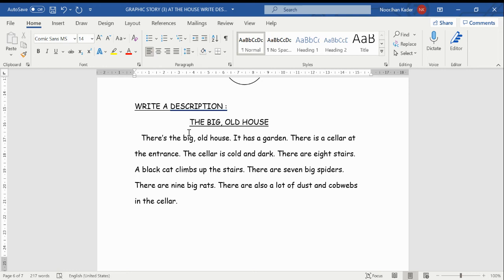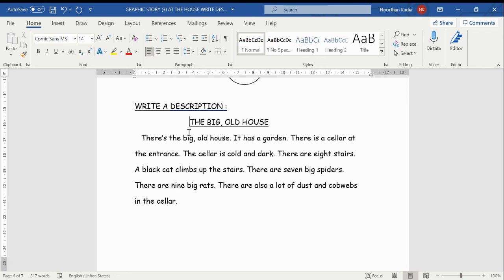Let's read the title, The Big Old House. That's the big old house. It has a garden. There is a cellar at the entrance. It's cold and dark. There are 8 stairs. The black cat climbs up the stairs. There are 7 big spiders. There are 9 big rats. There are also a lot of dust and cobwebs in the cellar.